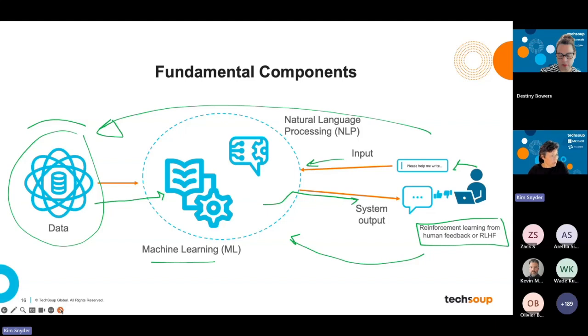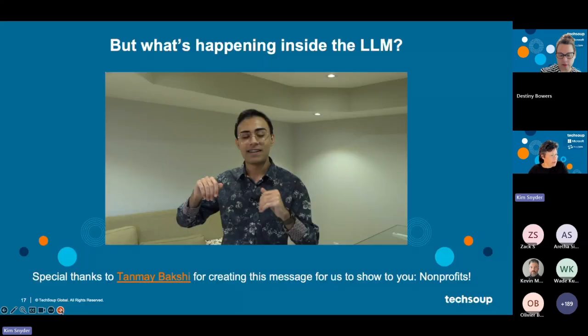All right. So what's really happening inside the large language model, right? Large language model, by the way, that's a jargon thing. If this is new to you, that is another word for these types of tools, these types of generative AI systems, or large language models.